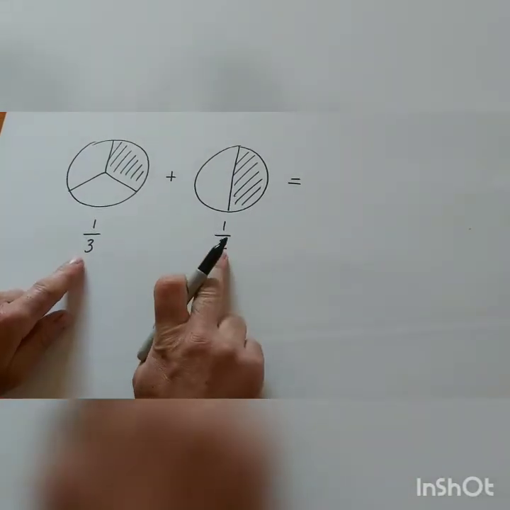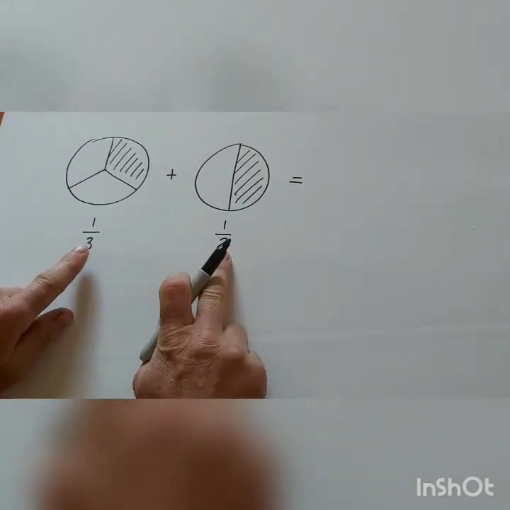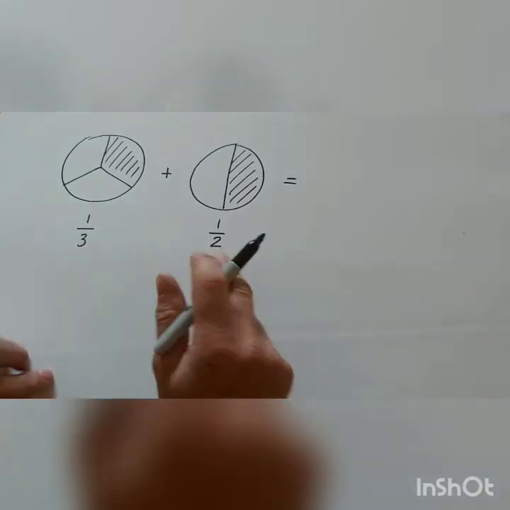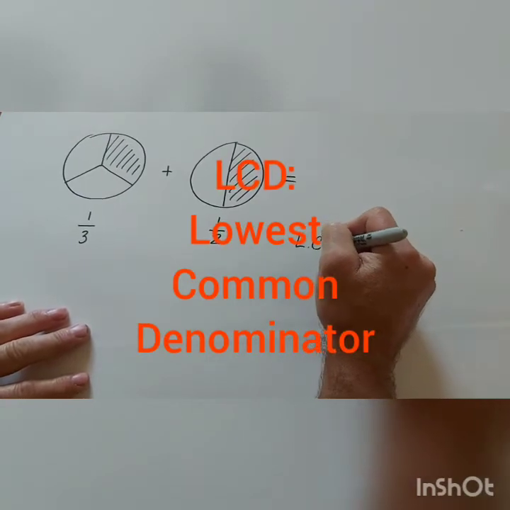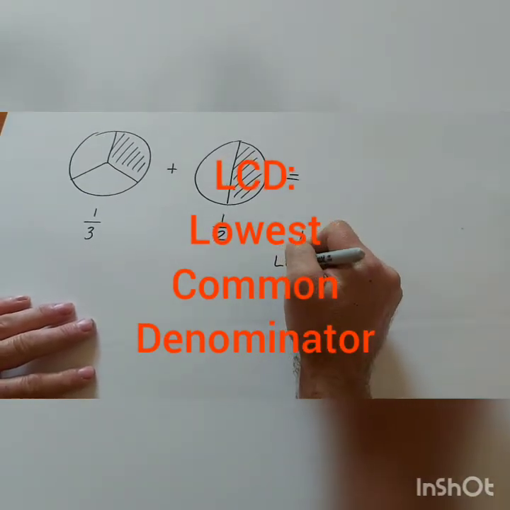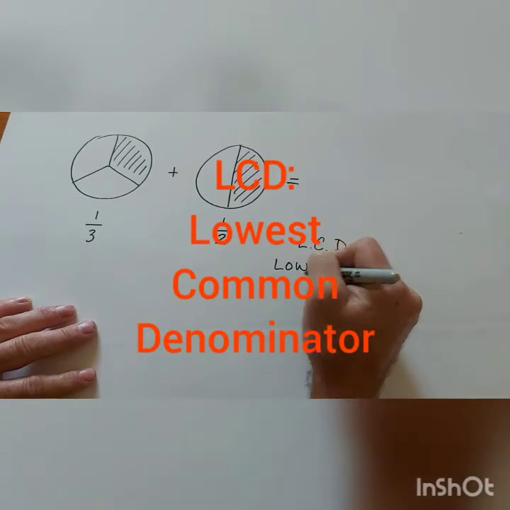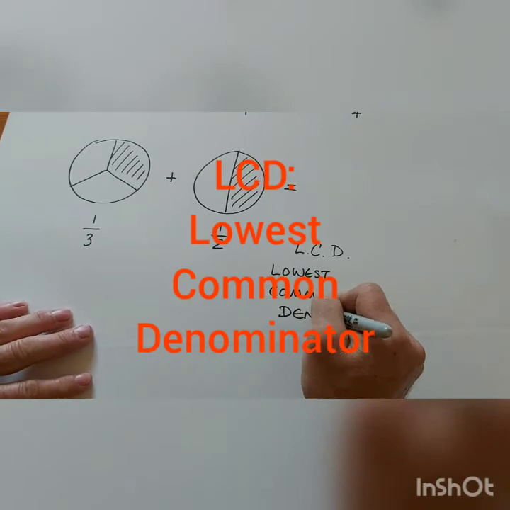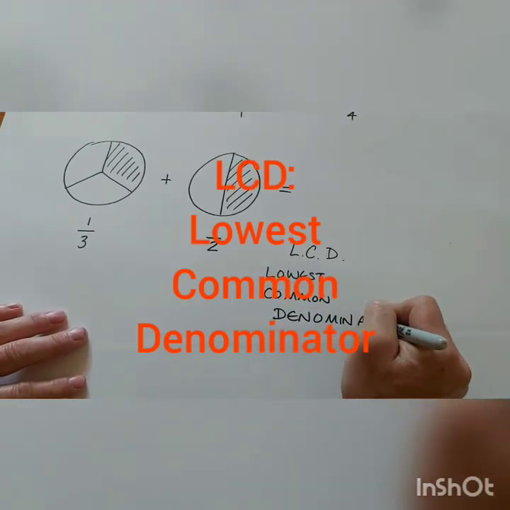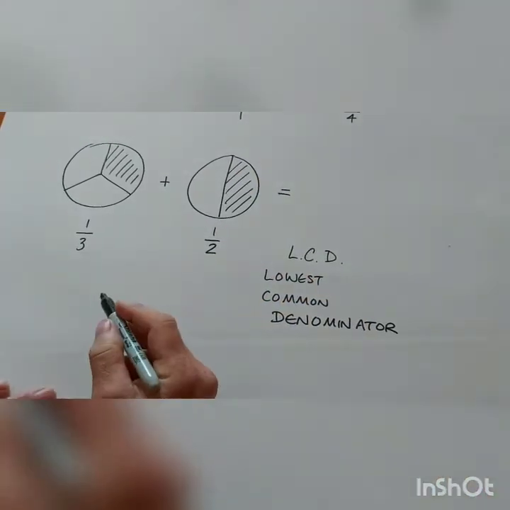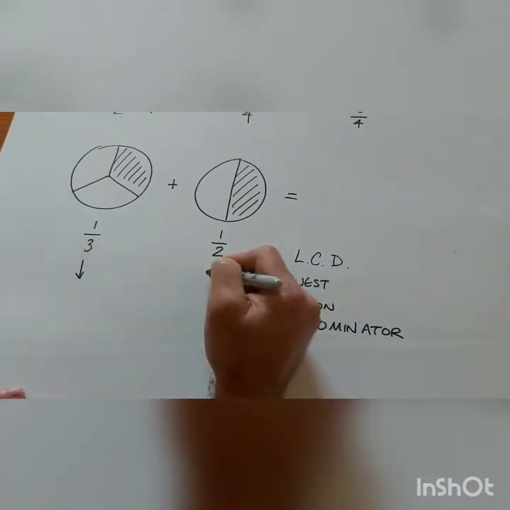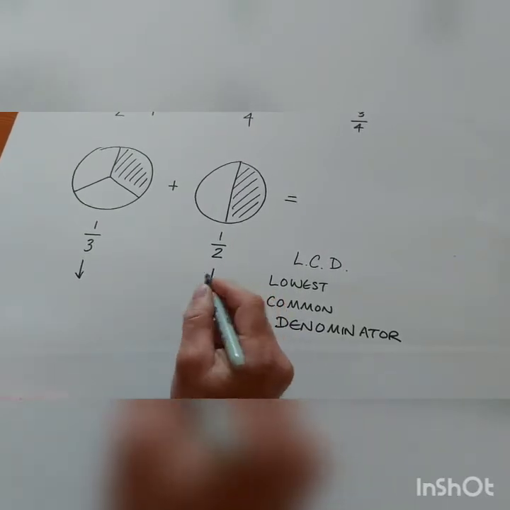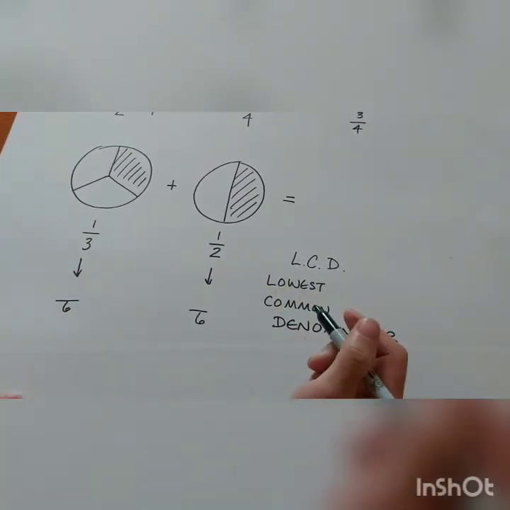Often the easiest way to do this is simply multiply the 3 and the 2. By multiplying the denominators, I can find what's called an LCD, and that is a lowest common denominator. In this example, if I multiply the 3 and the 2 together, my lowest common denominator is going to be 6.